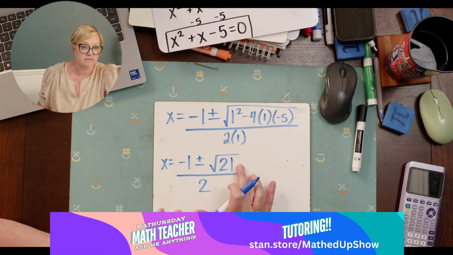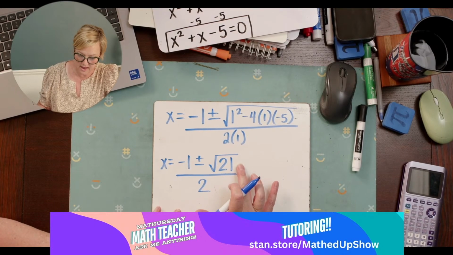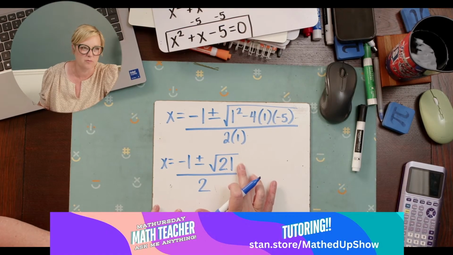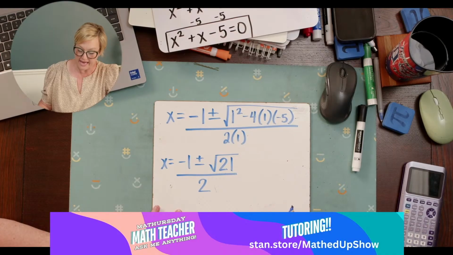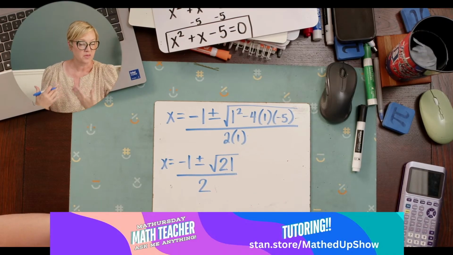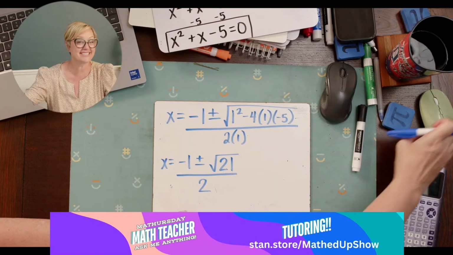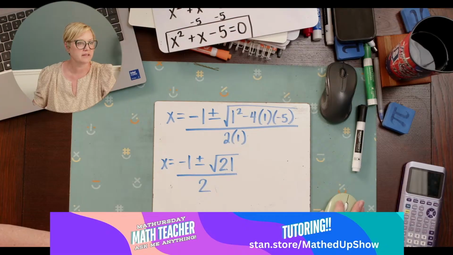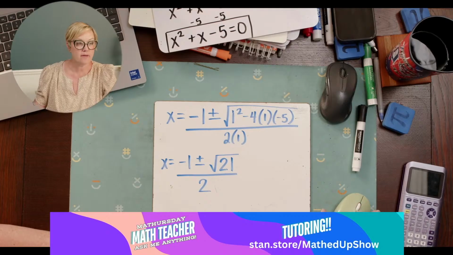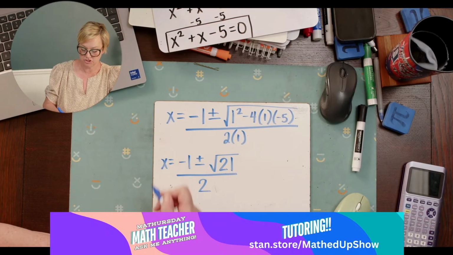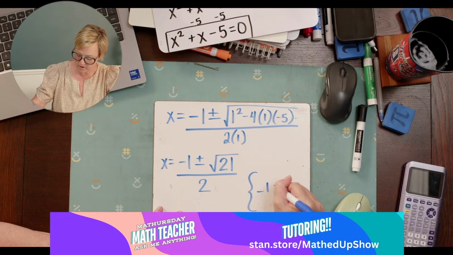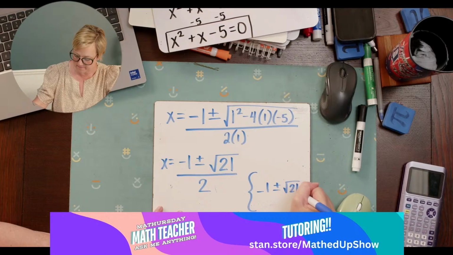The square root of 21 can't be simplified because it doesn't have any perfect squares as factors. It really just has 7 and 3, and those aren't perfect squares. So as weird as it feels, this is my answer. This is it. So I'm going to leave this. Oh, hold on, guys. I got to do the little puzzle piece thing. So I am going to leave this just like this. That's going to be my solution. So my solution would be negative 1 plus or minus the square root of 21 over 2.